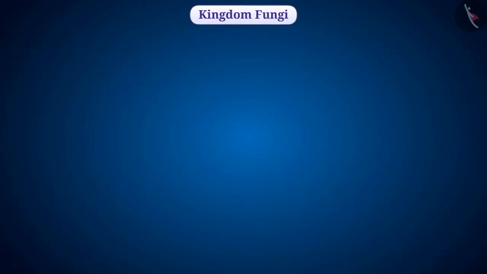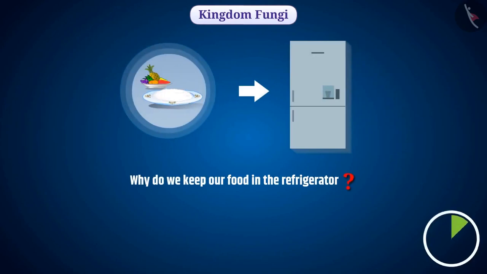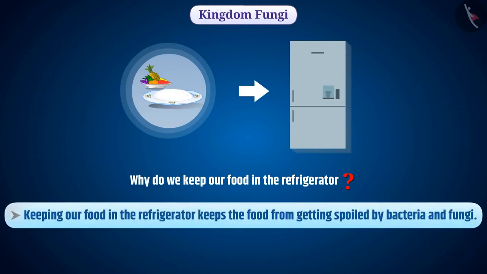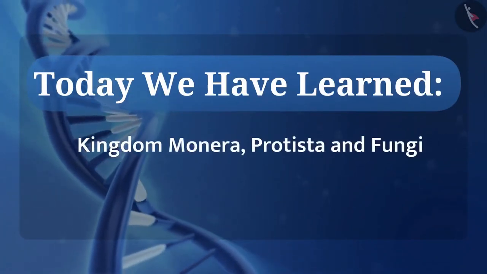Now, an interesting question for you. Just think, why do we keep our food in the refrigerator? Absolutely right. Keeping our food in the refrigerator keeps the food from getting spoiled by bacteria and fungi. So now you must have understood these kingdoms. So today we have learned about Kingdom Monera, Protista and Fungi.